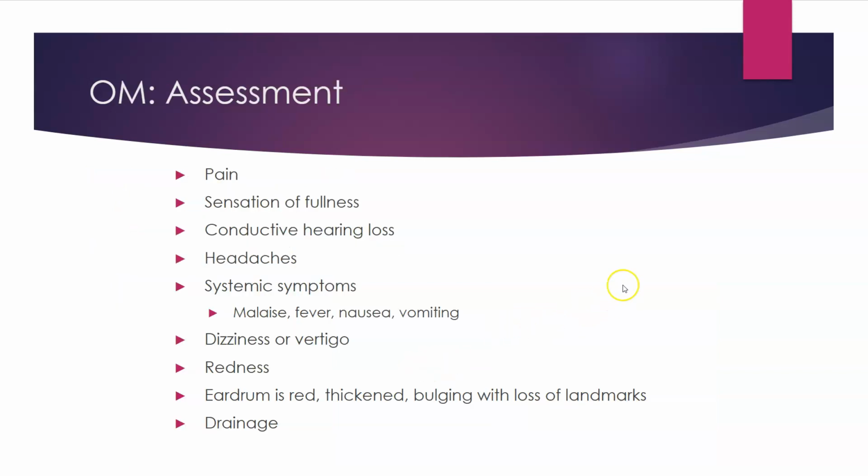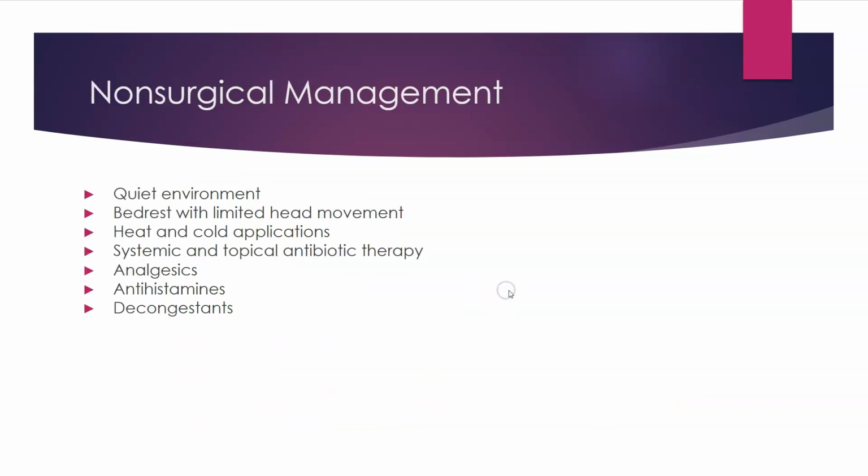So with otitis media, what you're going to see is pain, fullness, or decreased hearing of that ear that's impacted, headaches, nausea, vomiting, vertigo. You might see redness of the ear, especially that tympanic membrane. So that eardrum, the tympanic membrane, is red, thick, and bulging. Loss of landmarks, so you can't see the ossicles, and you might even have drainage with it.